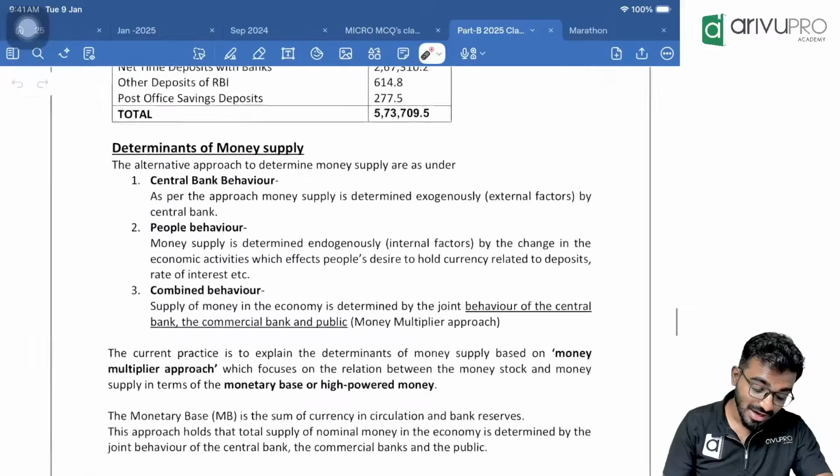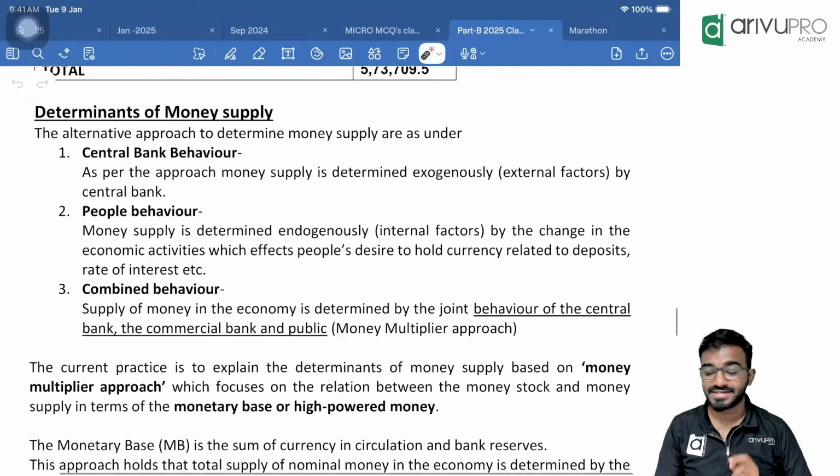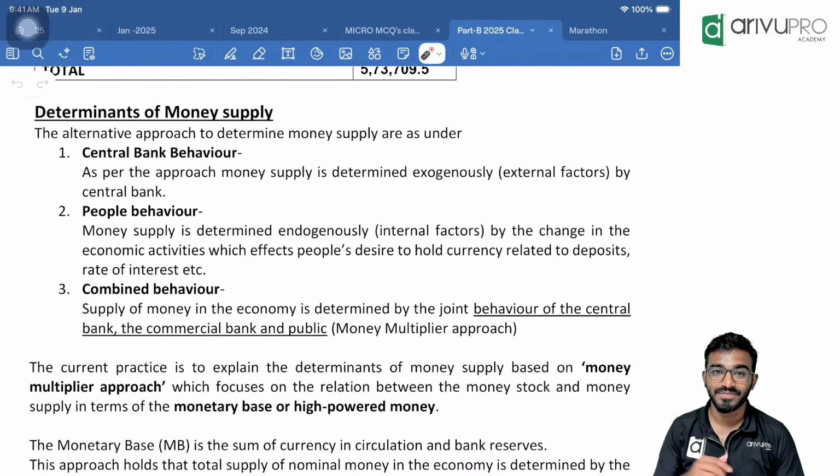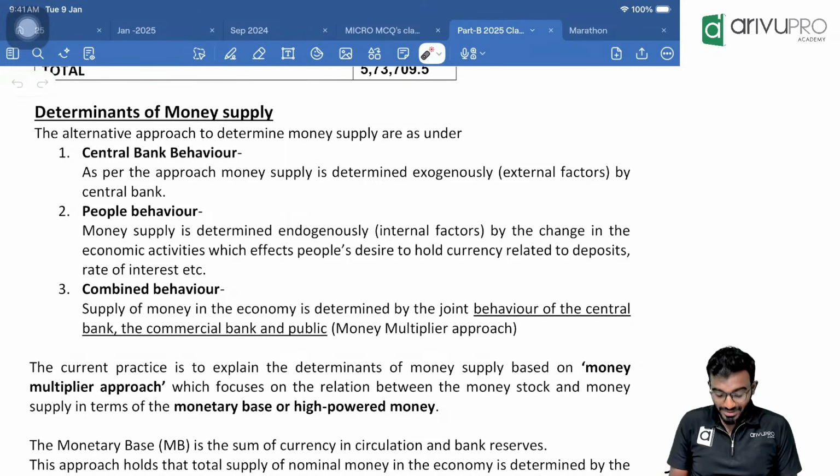And next, money multiplier and money supply. Now this is most interesting. Especially money supply and money multiplier, the questions will come repeatedly in the exam. This is where the numericals will also come from. Let me make your life more simple, more simplified here.